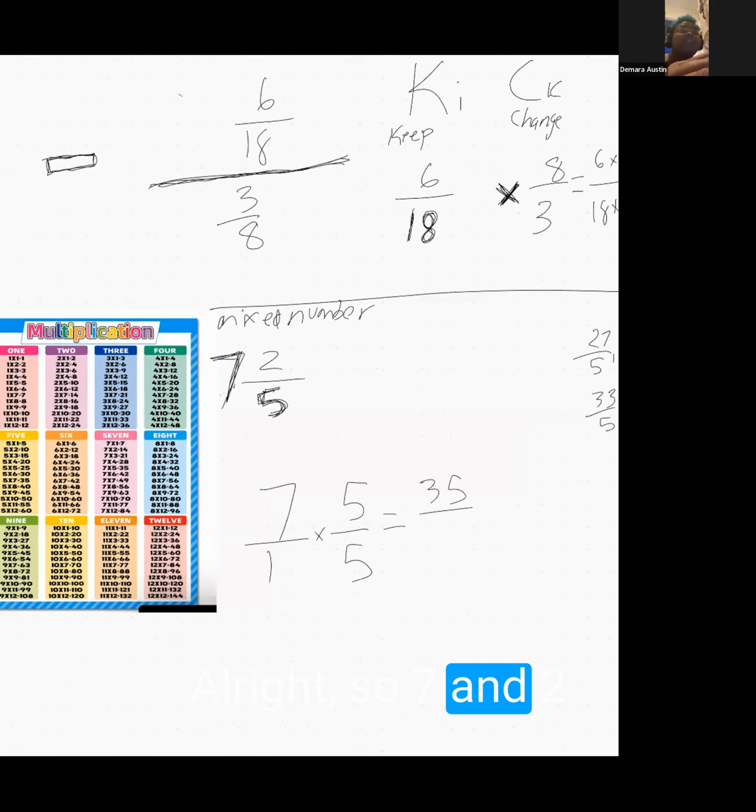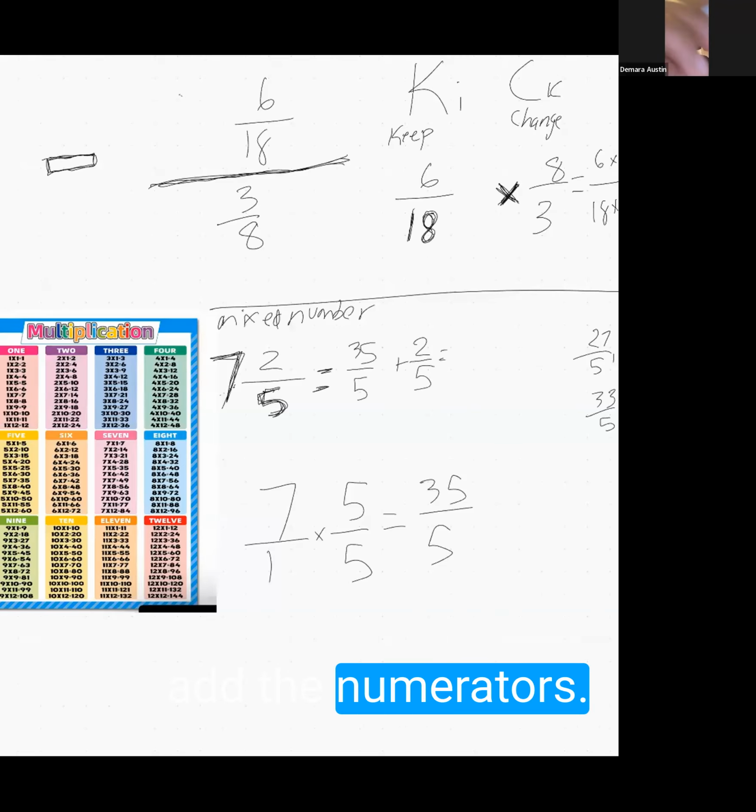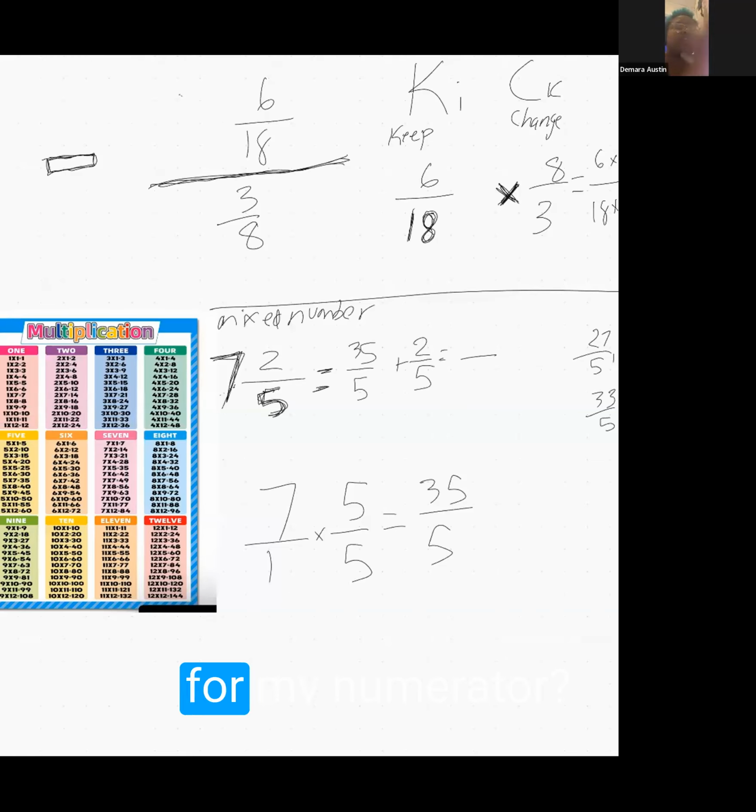So because 7 is 35 over 5, 7 and 2/5 is 35 over 5 plus 2 over 5. When you are adding fractions, you only add the numerators. You leave the denominator alone. So leave the denominator as 5. What is 35 plus 2 for my numerator? 37. 37 over 5 is equivalent to 7 and 2/5.